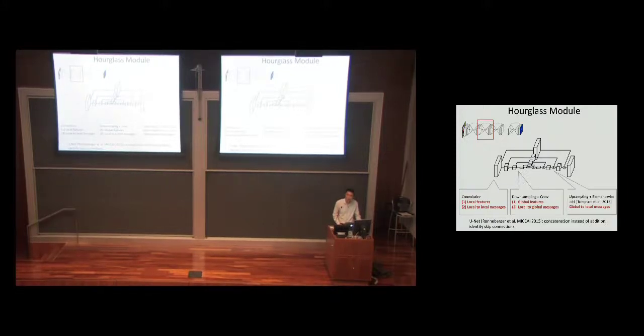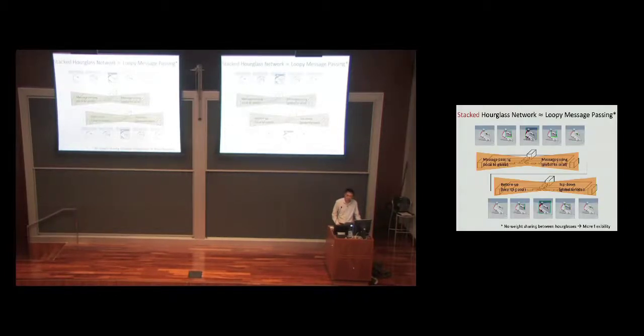One thing to note is that there are other variants of similar ideas. For example, this UNet that differs in some details. For example, it does concatenation instead of addition, and it uses identity skip connections. And our main contribution in this work is that we stack multiple such hourglasses together. This would approximate loopy belief propagation. So you do multiple rounds of message passing between local variables and global variables.